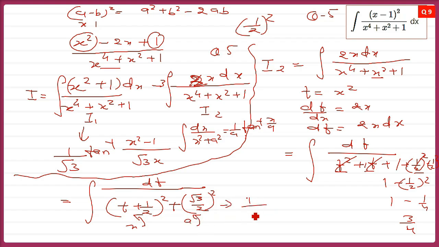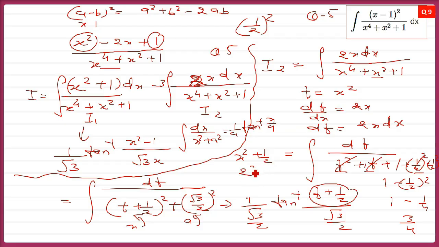So let's apply it. After integration, we will get 1 by (root 3 by 2) tan inverse (t plus half) divided by (root 3 by 2). t plus half, if you remember, t was x square initially. Now the reverse replacement we are doing: x square plus half divided by root 3 by 2. So (2x square plus 1) divided by 2, divided by root 3 by 2. 2 gets cancelled. We'll get (2x square plus 1) divided by root 3. This front root 3 by 2, when it goes up, will form 2 by root 3. So the final result I am writing, what is inside tan inverse is (2x square plus 1) by root 3.